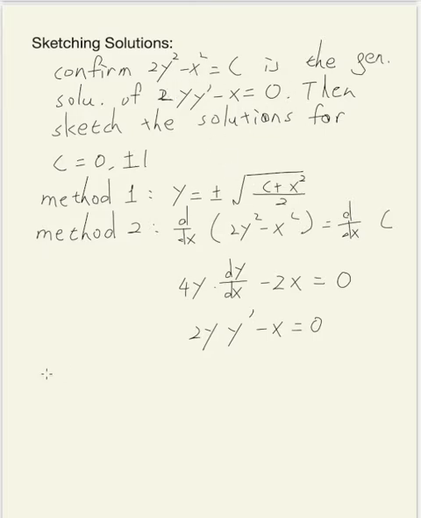Now let's sketch the solutions for c equals 0. Now if c is 0, then what do we have? You can plug it into this one or this one, either way is fine. If you plug it into our original formulation, we get 2y squared equals c, or equivalently, y equals plus minus square root of c over 2, right? So it's just two straight lines.